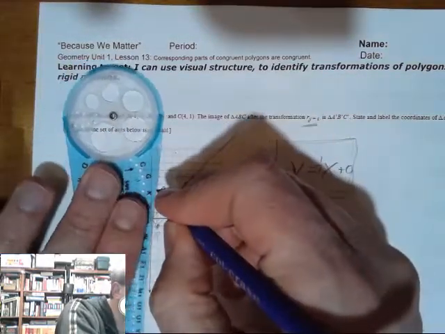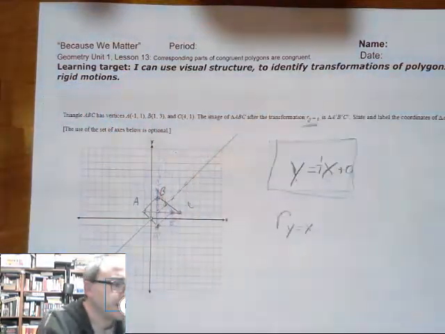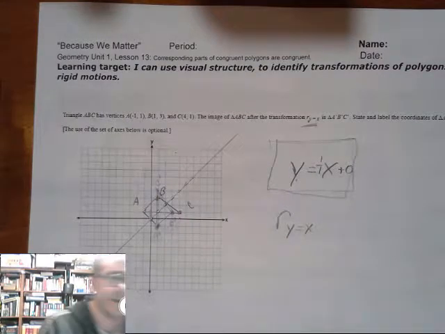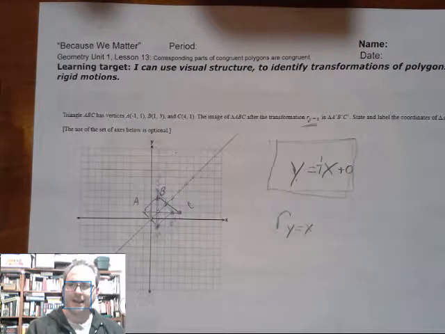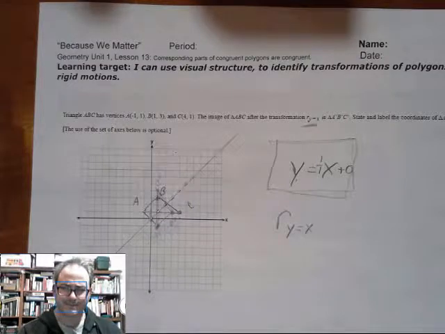Now notice that this reflection changed the orientation. The triangle's still the same size as it used to be, but it's been turned 90 degrees. Does anyone have any ideas on why reflecting over this particular line would change the rotation of the shape by 90 degrees? Anyone got any ideas on that? Pause the video, and we'll see.